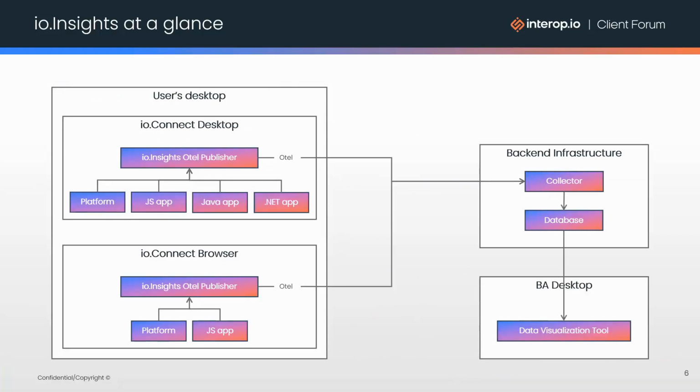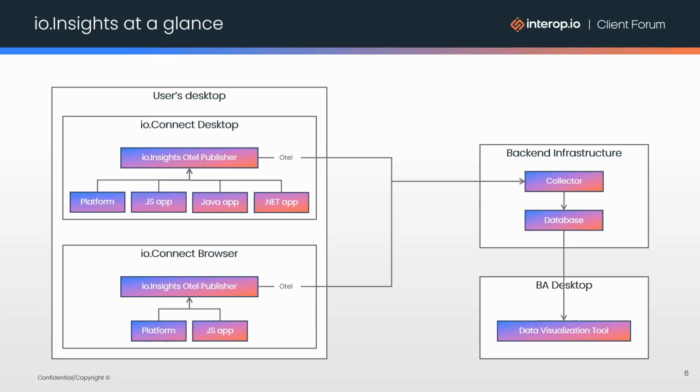This diagram is not a deployment manual, but is showing you how io.Insights works at the bird's eye level. Starting off with the left-hand side, we have the end user's desktop that might be running io.Connect desktop or io.Connect browser. Within the platform, we have multiple applications and platform data as well, which is sent to the io.Insights OpenTelemetry publisher that is running within the platforms.